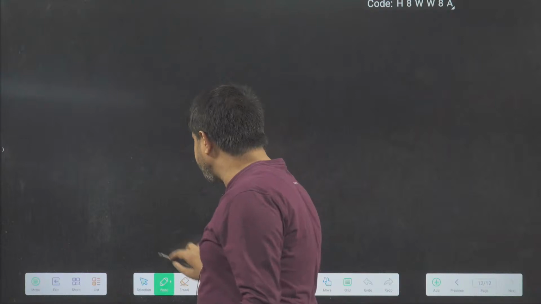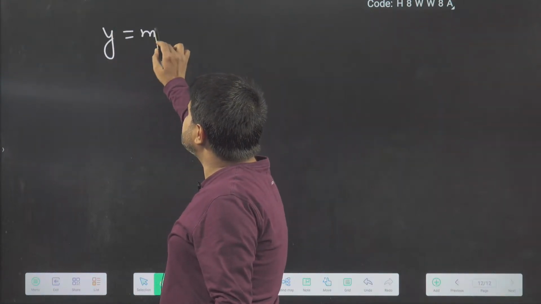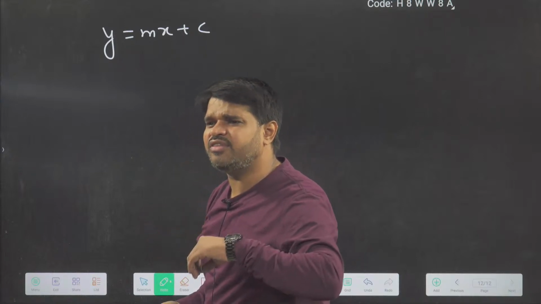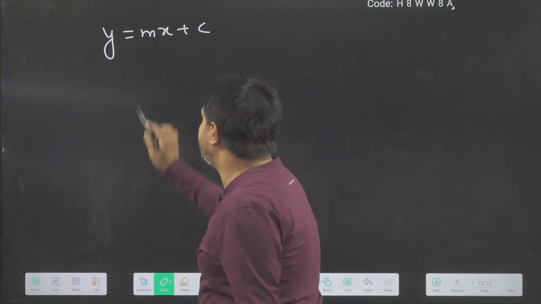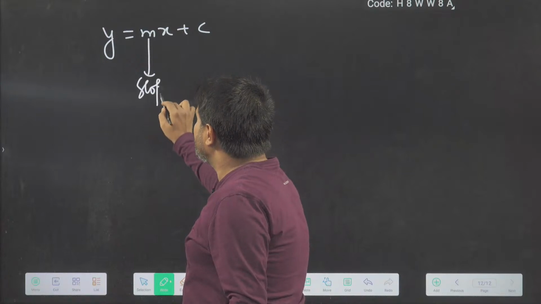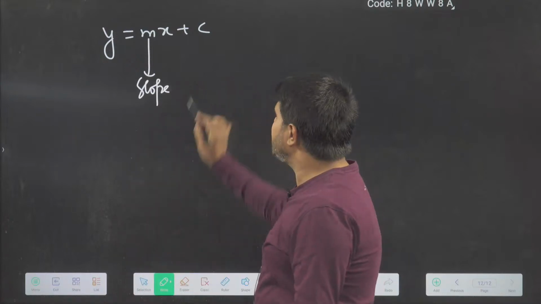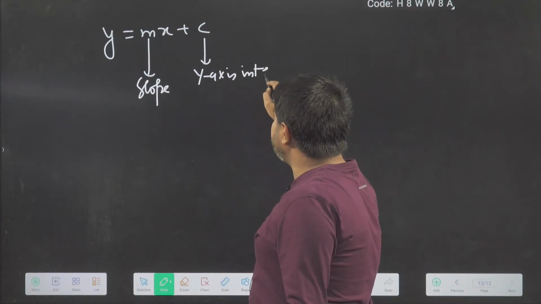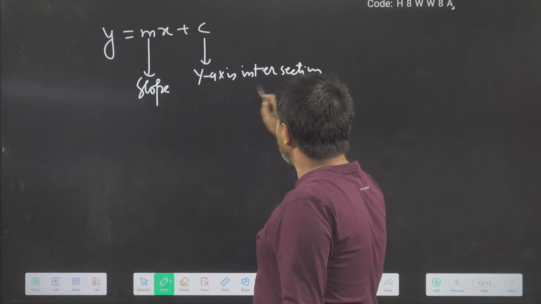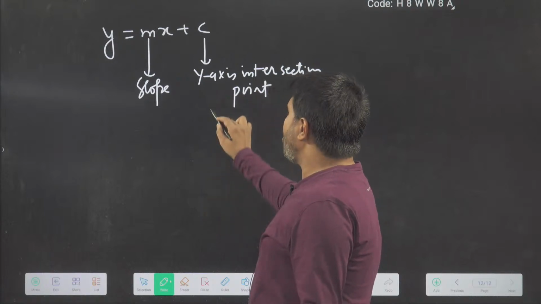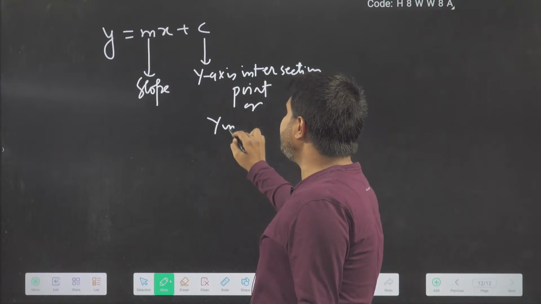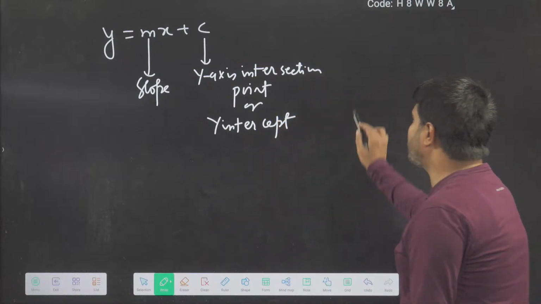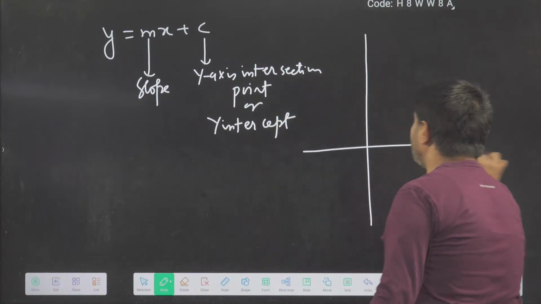Now see, y equals mx plus c. Let's not go into how you derive that form. m means slope. c means the y-axis intersection point, or you also call it the y-intercept. Now let me draw a few equations and tell you the value.